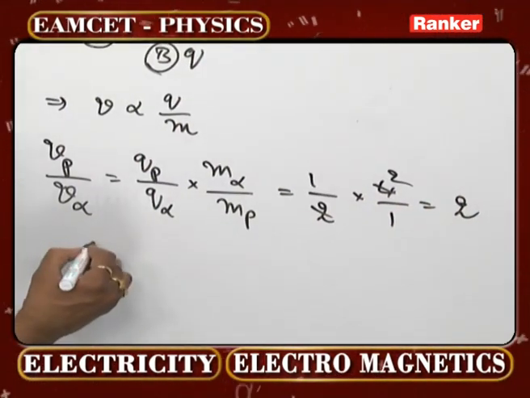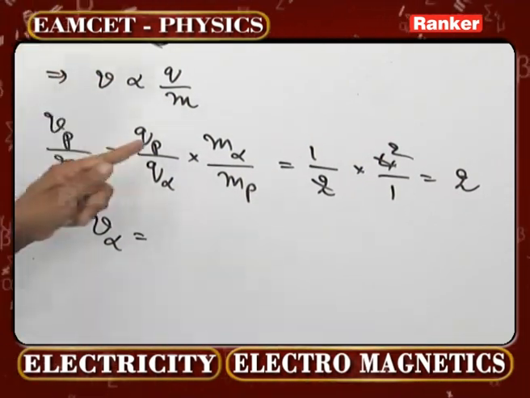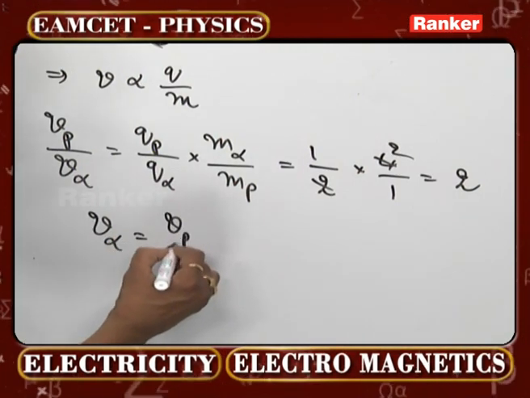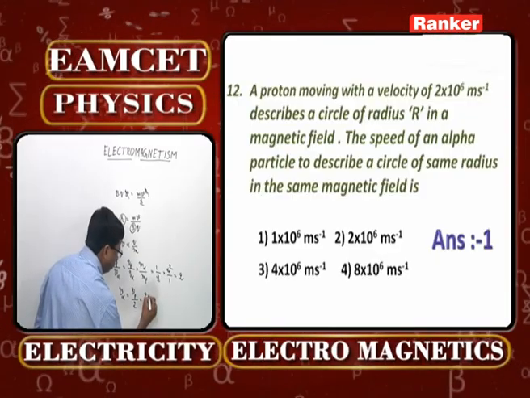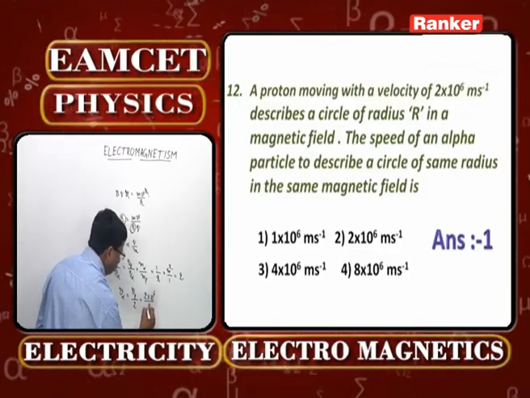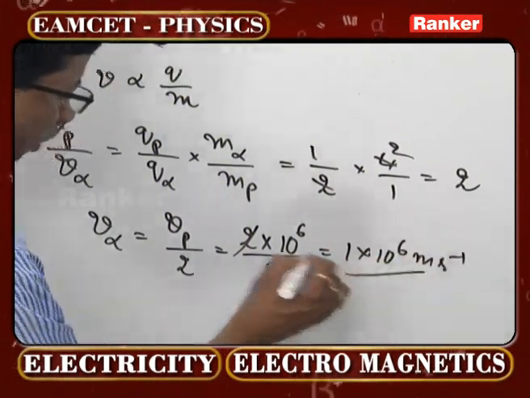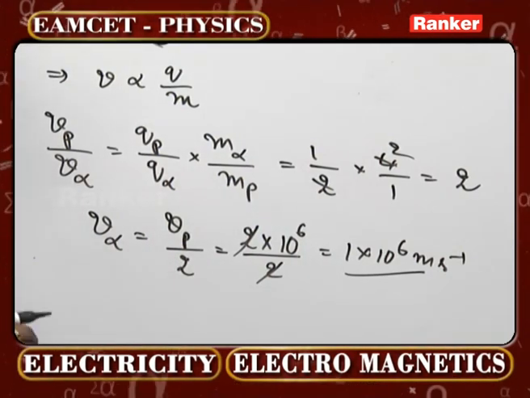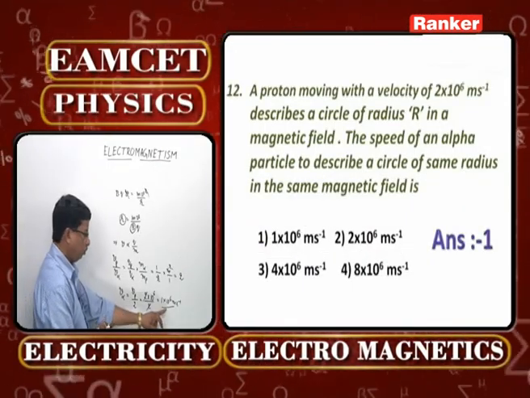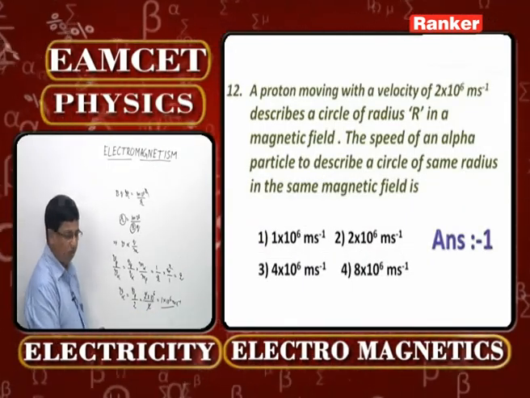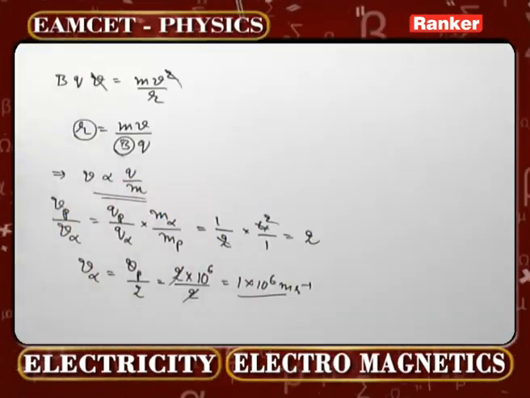Then what is the question here? Velocity of alpha particle to trace the same circle of same radius. Then is it not velocity of proton by 2? What is velocity of proton given in the problem? 2 × 10^6 by 2, 2 getting cancelled. 1 × 10^6 meter per second should now be the velocity of alpha particle there. So what is the corresponding option? You check that one. First option stands with 1 × 10^6 meter per second. So this is the methodology we have to follow when such a model question is given in the exam.